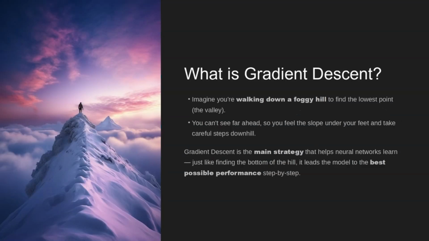And what about gradient descent? Well, imagine you're walking down a foggy hill trying to find the lowest point, the valley. You can't see very far ahead. So you carefully feel the slope under your feet and take small deliberate steps downhill. Each step you take helps you get closer to the bottom. Gradient descent works the same way for a neural network. It's the main strategy that helps the model learn. Just like finding the bottom of the hill, it leads the network to the best possible performance step by step.